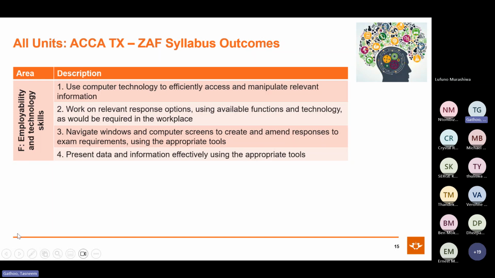Okay. Then we've spoken now about your computer-based exam. Syllabus area F of the syllabus, and this is applicable to all units, not only this unit, says that you need to be able to use computer technology to effectively access and manipulate the relevant information, work on relevant response options using available functions and technology as would be required in the workplace, navigate windows and computer screens to create and amend responses to exam requirements using the appropriate tools, and present data and information effectively using the appropriate tools.